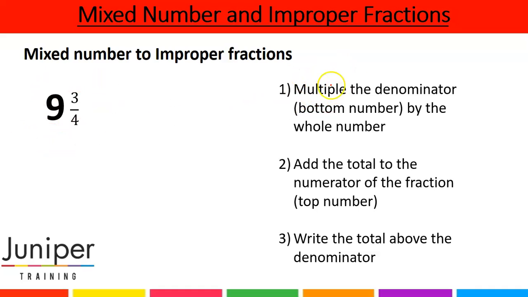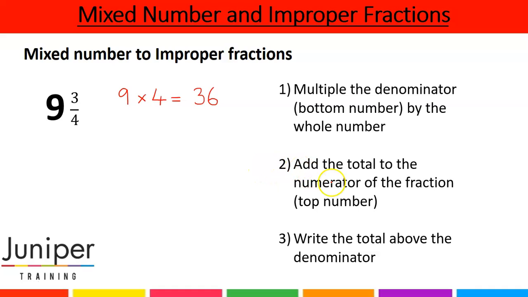So number 1, multiply the denominator by the whole number. Okay, so that would be 9 times 4. If you're not confident with your times table, do 4, add another 4, add another 4, add another 4. That is what multiplication is, it's repeated addition. Thankfully, 4s I'm not too bad at, so 9 times 4 is 36. Okay, so I've done step 1.